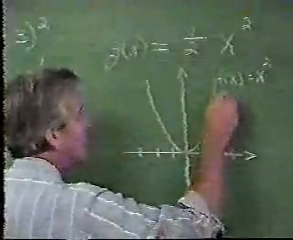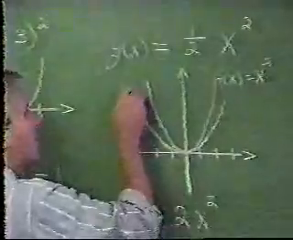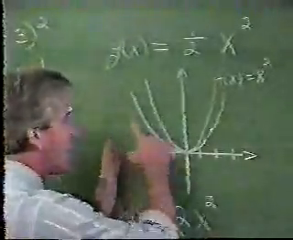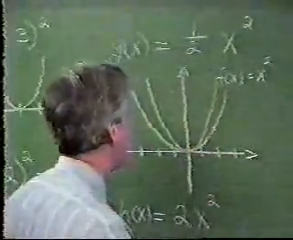So what's happening is that multiplying by a fraction that is between 0 and 1 turns out to cause the graph to take on a shape that's a little fatter than the regular shape of the parabolic curve.